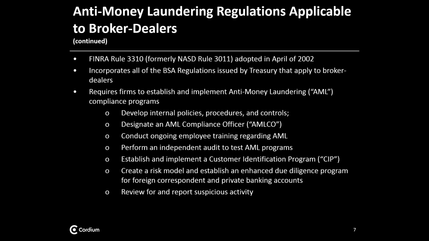These are very similar to the requirements of FINRA Rule 3310, formerly NASD Rule 3011, which was adopted 1 year after the USA Patriot Act was adopted. Rule 3310 incorporates all of the applicable regulations and requires firms to establish and implement an AML program, including policies, procedures, controls, the designation of an AML compliance officer, ongoing employee training, an independent audit to test the AML program, and the creation of a customer identification program, the CIP.